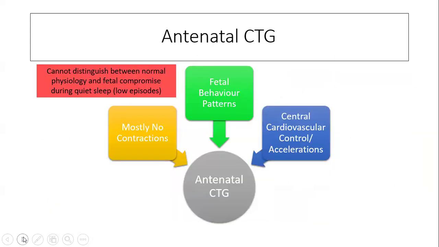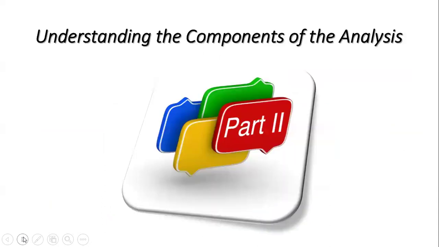So in antenatal CTG, you do not have contractions. You're monitoring the fetal behavioral states and waiting for an episode of high variation. You're also waiting for the CNS effects and for accelerations in the trace. You cannot distinguish between normal physiology and fetal compromise during quiet sleep or episodes of low variation. So that is basically that.